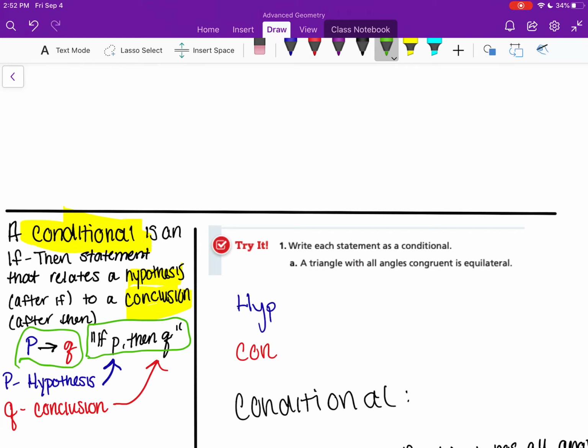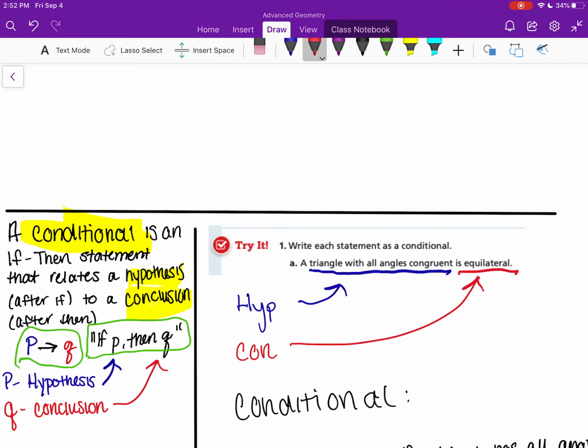So let's read our first example A. It says a triangle with all angles congruent is equilateral. And we're going to write that as a conditional, but first we have to determine what is the hypothesis and what is the conclusion. The hypothesis follows our if and gives the condition. Well, the condition here is that we are a triangle with all angles congruent. So that would be our hypothesis. Meanwhile, the conclusion gives the outcome or the result, which in this case is we are equilateral.